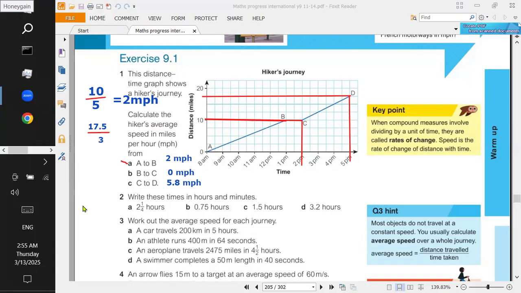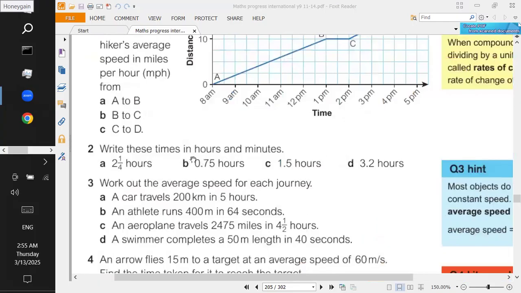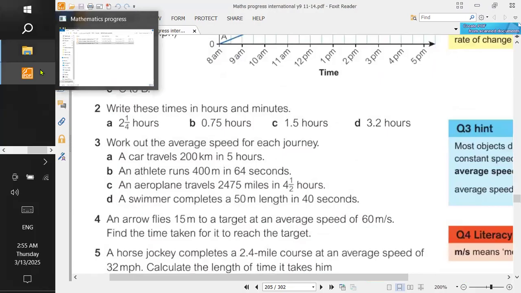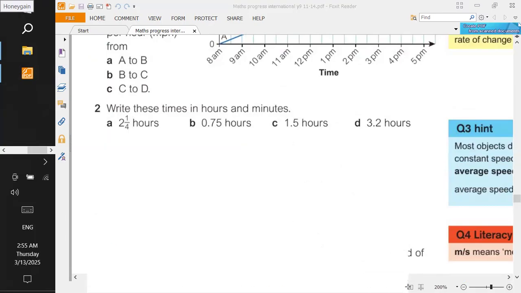Now let's move on to the next question. Question 2, write these times in hours and minutes. So we need them in hours and minutes. Basically this one is 2 and 1/4 of an hour. A quarter of an hour is what? How do you find it?